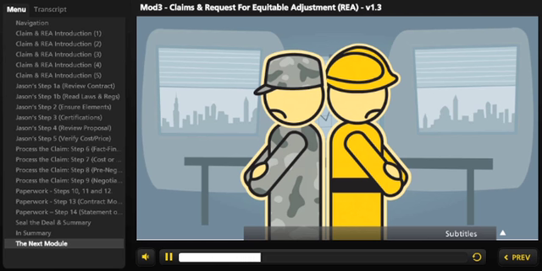Jason knows each situation is different, but these are the general steps to resolve claims and/or REAs. Jason and Charlie may also use alternate dispute resolution to resolve their dispute and settle their claim. We'll take a look at alternate dispute resolution in the next module.